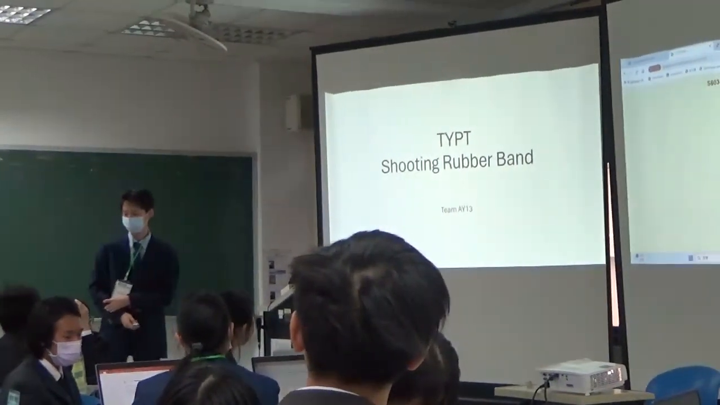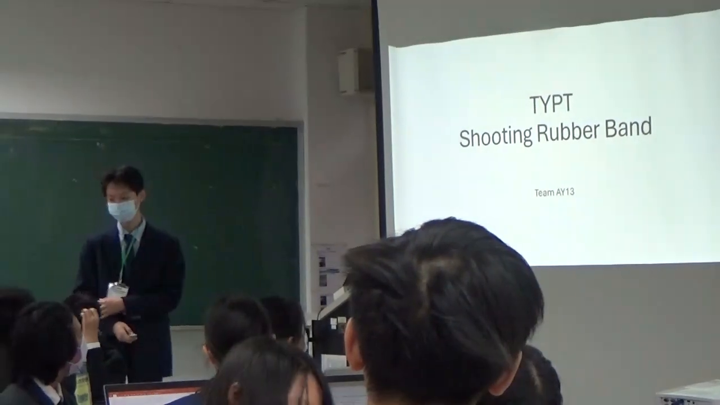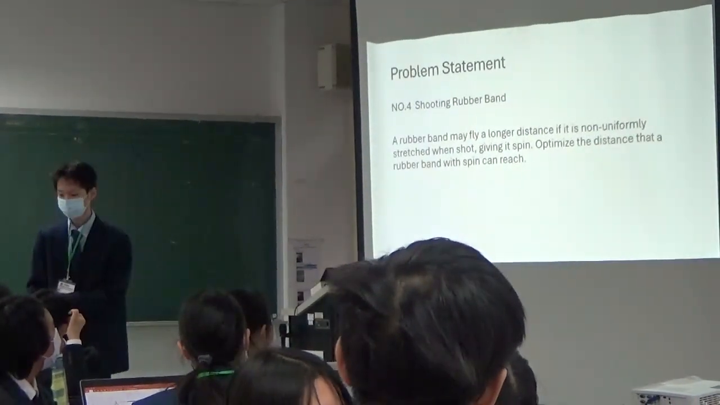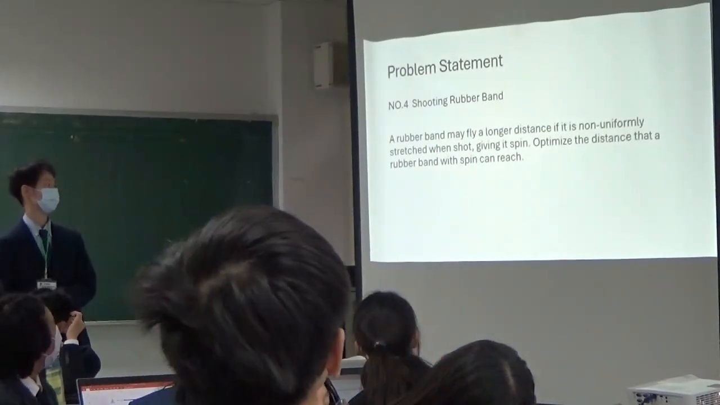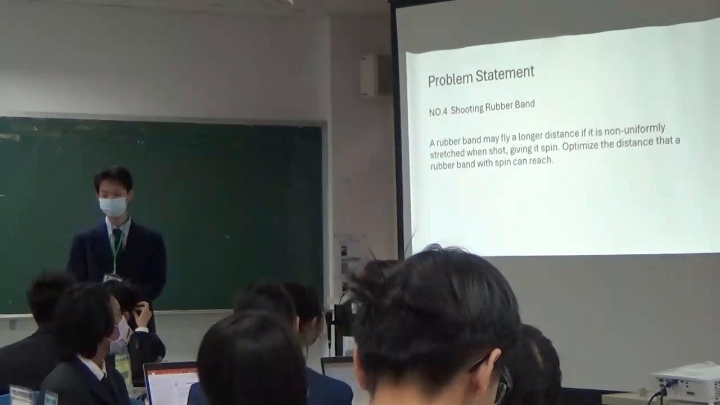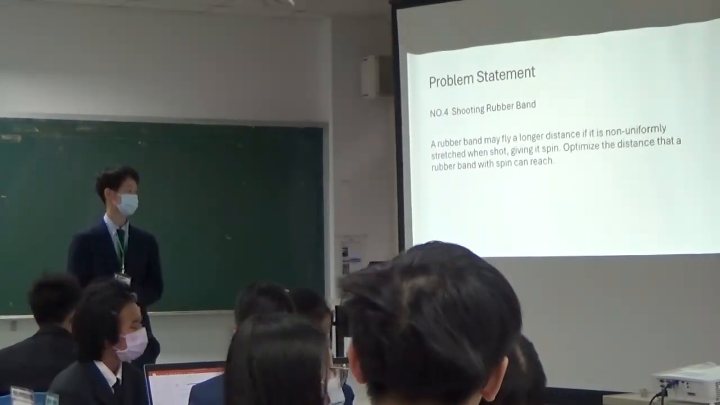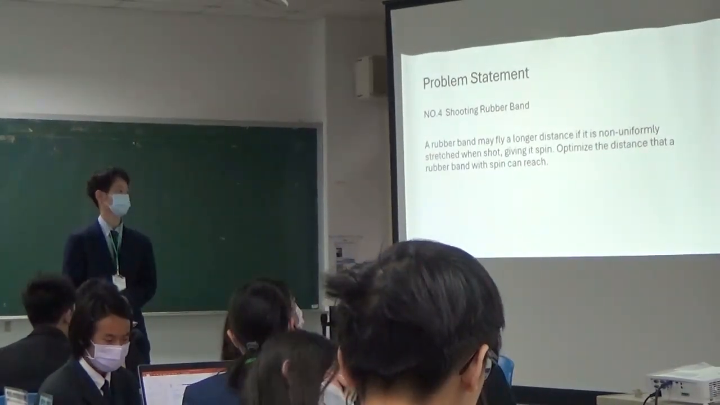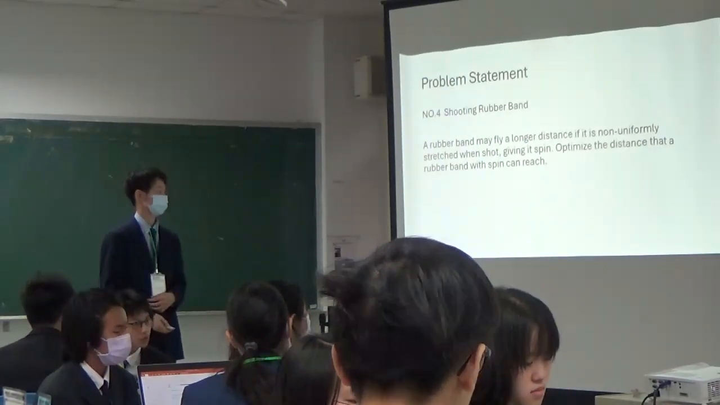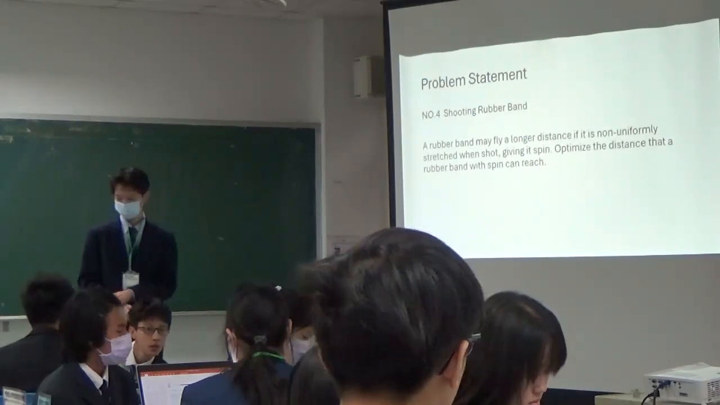High school, and I'm going to report shooting rubber band. So entering the problem statement. Problem for shooting rubber band. A rubber band may fly a longer distance if it is not uniformly stretched, which will give it a spin. And so the problem tells us to optimize the distance that a rubber band with spin can reach.